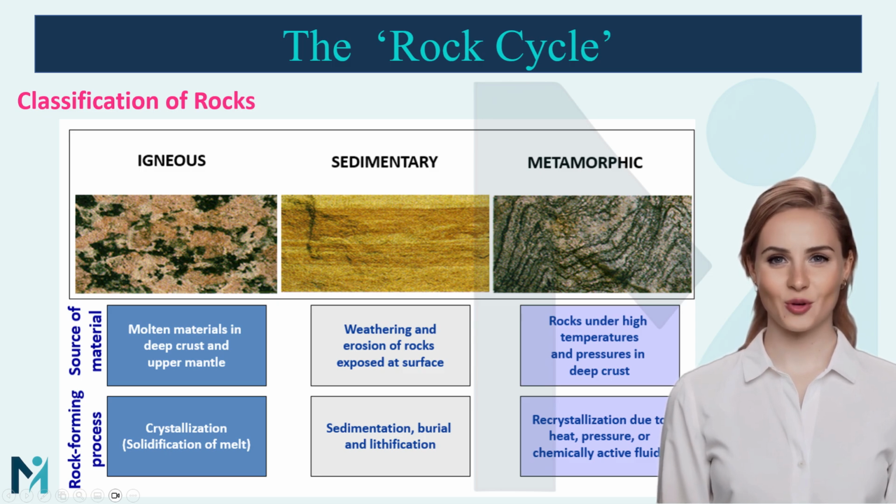But here's the key point. Due to the intense conditions involved in metamorphism, most of the original organic material is lost, making these rocks poor candidates for oil and gas reservoirs. So in summary, while all three rock types are part of the Earth's dynamic system, sedimentary rocks are by far the most important for us in petroleum geology.